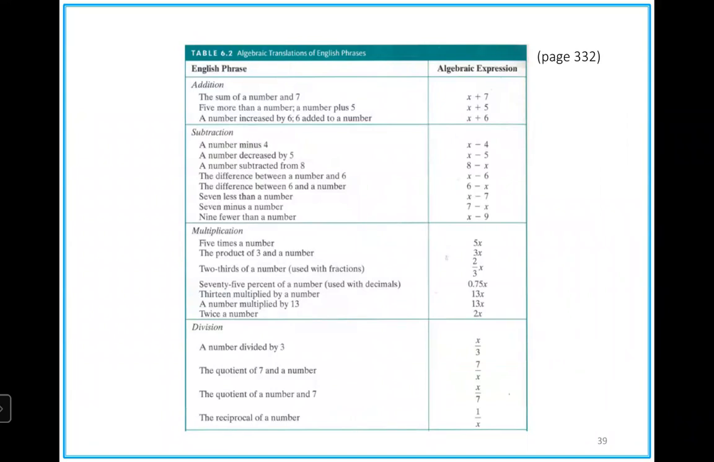So on page 332, you'll see some other terminology that can be useful to help us figure out what a question is asking us to do. They give you some examples of statements that refer to the different types of operations. I'm not going to look at that too much. You'll get this to look at later.